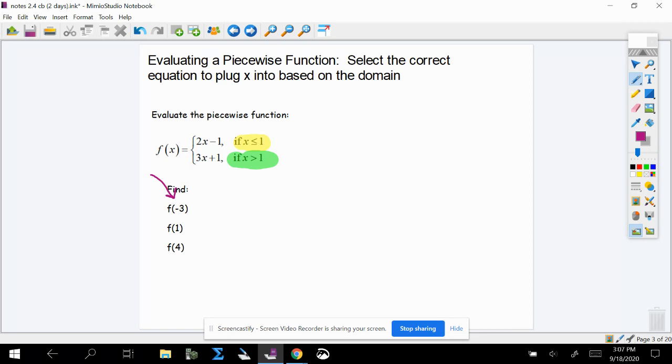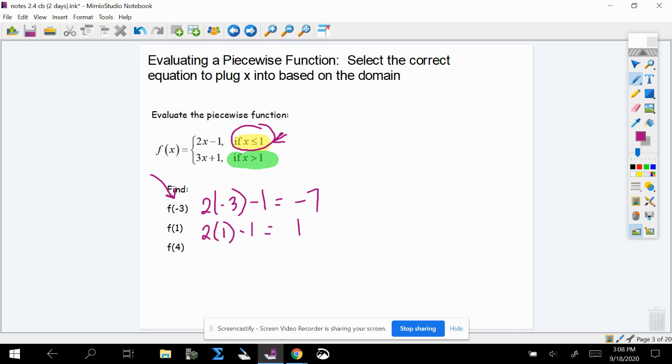For this one, when you have to do f of -3, -3 is smaller than 1. So you're going to put it into the top line of this piecewise function, and you're going to do 2 times -3 minus 1. Your answer, you can use a calculator, you can do it in your head, is going to be your y value and your final answer. So when you plug -3 in, you get a value of -7. When you put 1 in, 1 is also going to fall into the top line because this is when x is less than or equal to 1. Since 1 can be equal there, we're going to put it in the top line. So we're going to do 2 times 1 minus 1, which is 1.